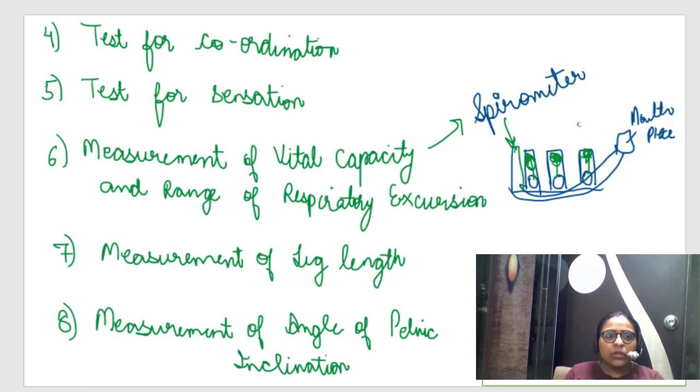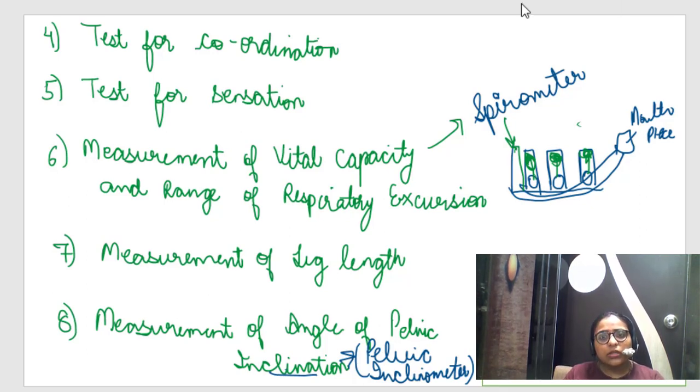This is checked by the pelvic inclinometer. You place it there and you come to know how much the pelvis is inclined, whether it is inclined anteriorly or posteriorly.